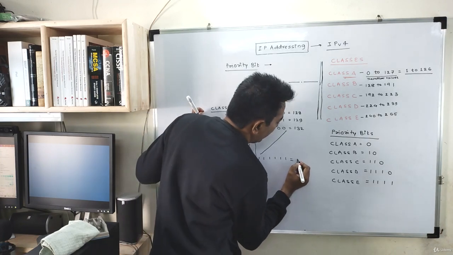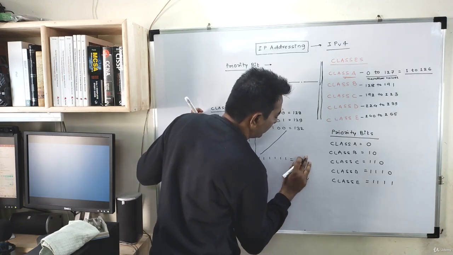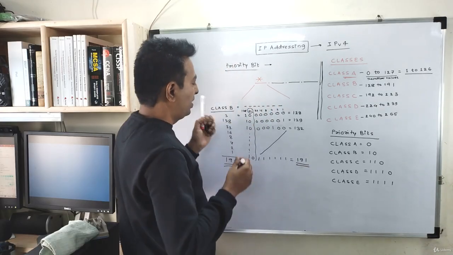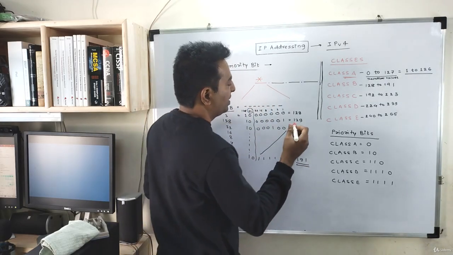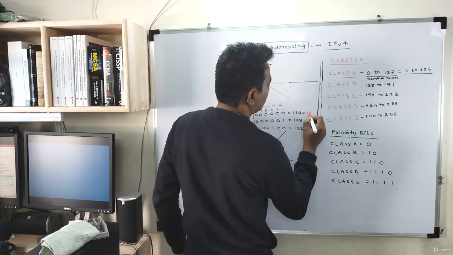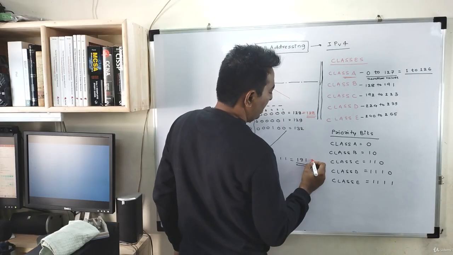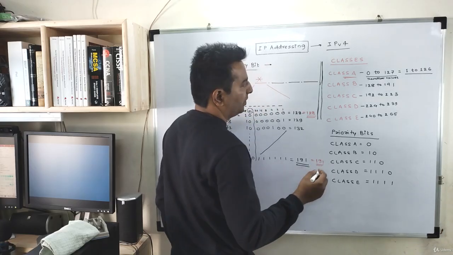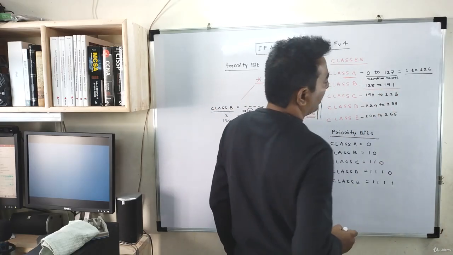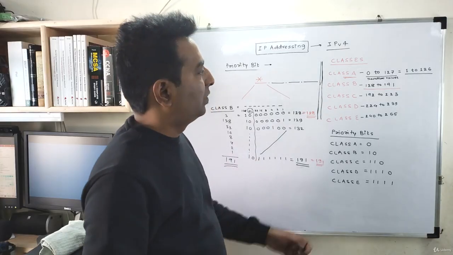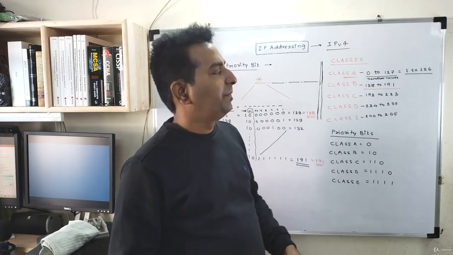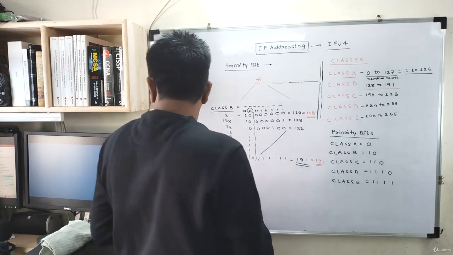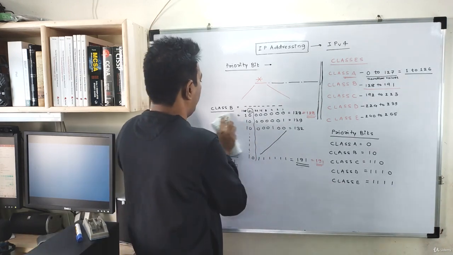So the last value of this particular class is going to be 191. So that's the reason, friends, the class B starts at 128 and the last value is 191. So if you look at this, the range for class B is 128 to 191. So I hope, friends, in the same way now you can consider for class C.